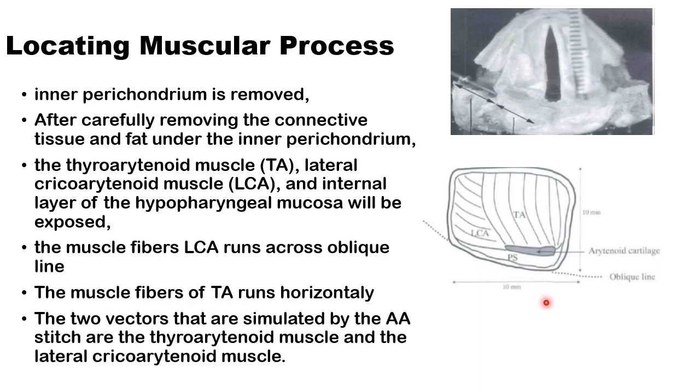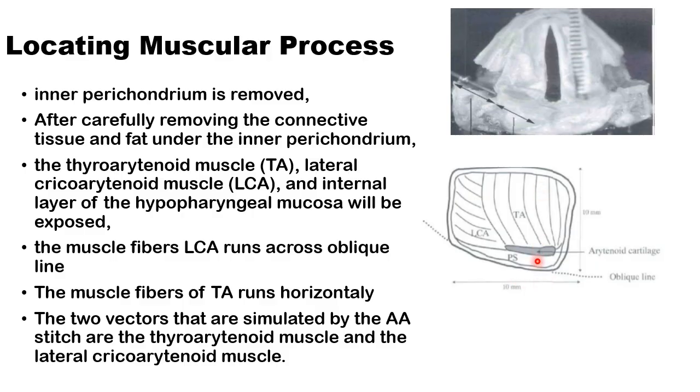The fibers of the posterior cricoarytenoid muscle will be covered by the mucosa of the piriform sinus, and if exposure of these muscle fibers is required, the mucosa of the piriform sinus would have to be carefully peeled off the muscular process.